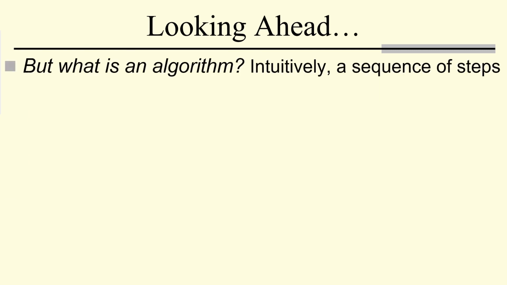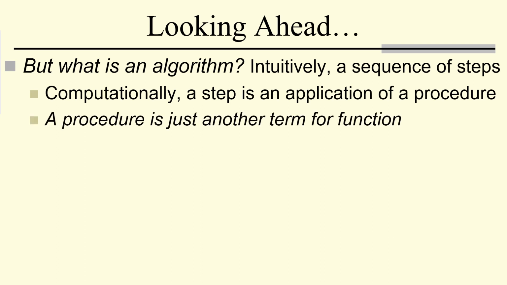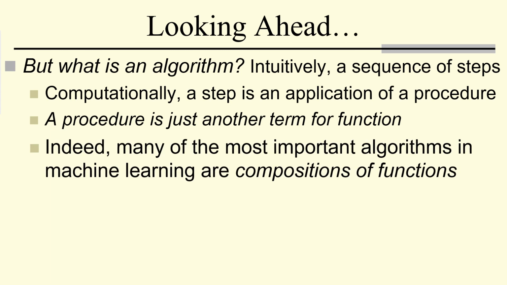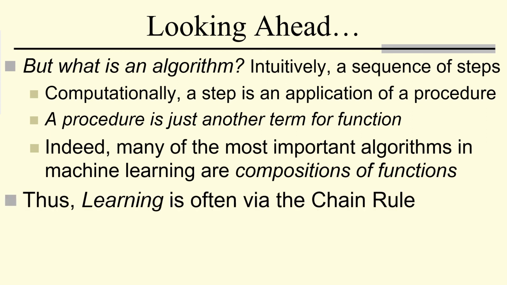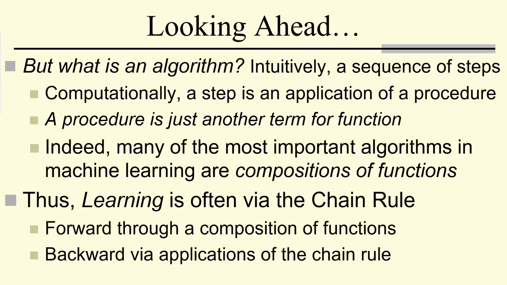But what is an algorithm? Well, a sequence of steps, right? Computationally, though, what is a step? It's an application of a procedure. Procedure is just another term for function. So many of the most important algorithms of machine learning, sequences of steps, are just compositions of functions. So learning is often via the chain rule. You go forward through a composition of functions, and then you learn using the chain rule.